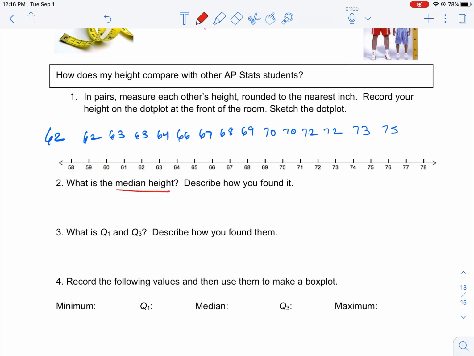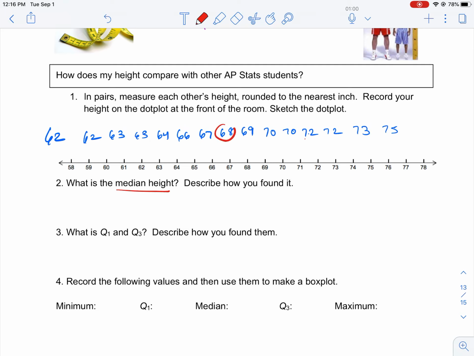So what they want us to do is find the median height. To describe how you found that, obviously we're going to find the middle number. So I have 1, 2, 3, 4, 5, 6, 7, 8, 9, 10, 11, 12, 13, 14, 15 data points. So the 8th data point is going to be our middle one. 1, 2, 3, 4, 5, 6, 7, and 68 is our middle data point.